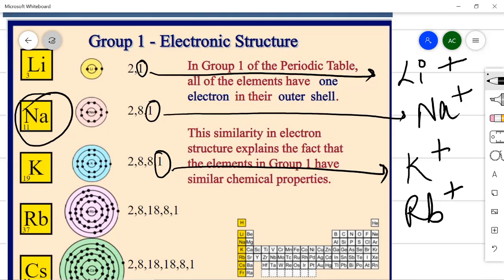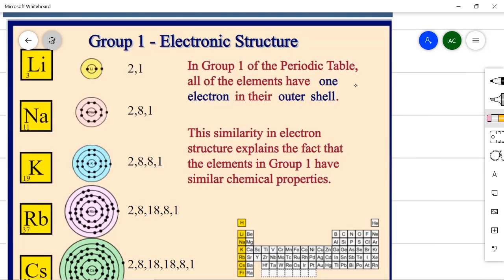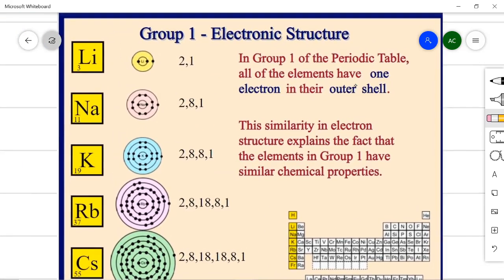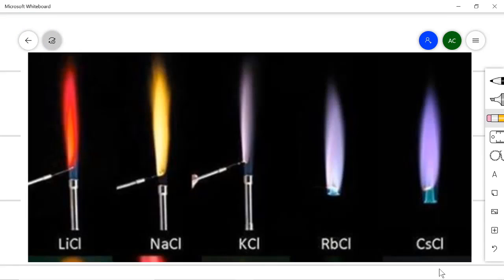They are very reactive, and thus they are always found in the combined state. They also give color to the flame, and we will see what color they give. You can see on the screen the colors of the flame imparted by the first group elements. Lithium shows a bright red color. Sodium shows a golden yellow color, and then potassium, rubidium, and cesium show a lilac color, or a little bit of violet, you can say.